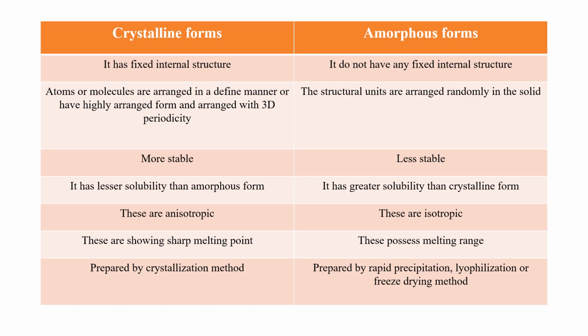And we also know that the crystalline forms are prepared by the crystallization method, and the amorphous forms are prepared by the rapid precipitation method, lyophilization method, or freeze drying method. And here I want to discuss the terms isotropic and anisotropic. Isotropic means the amorphous form has similar physical properties in all directions. But in case of crystalline form, it doesn't show similar physical properties in all directions.